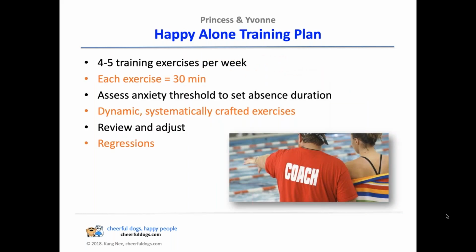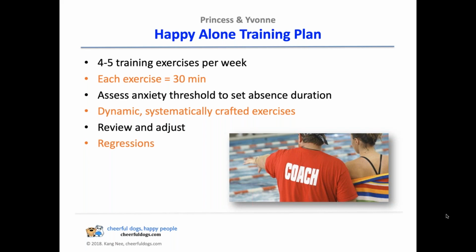So how then do we use systematic desensitization in a training plan? Now, for me, I like to call it a happy alone training plan because our aim is to try and get a dog with separation anxiety to be gradually happier in being alone by themselves. So this is an overview.